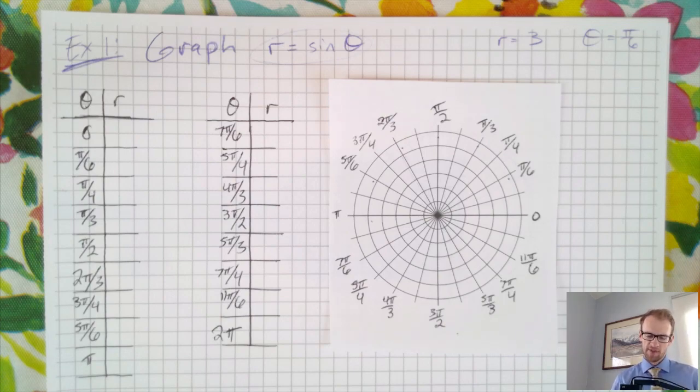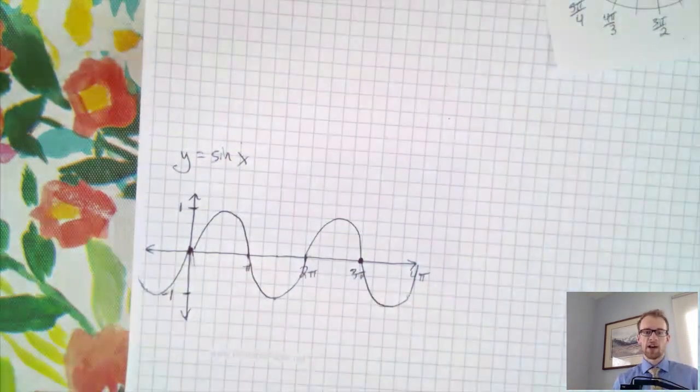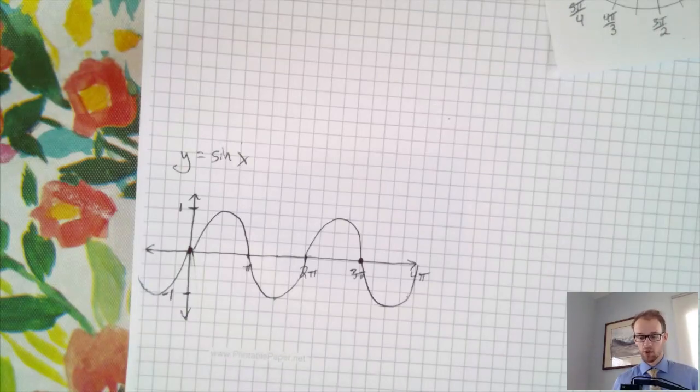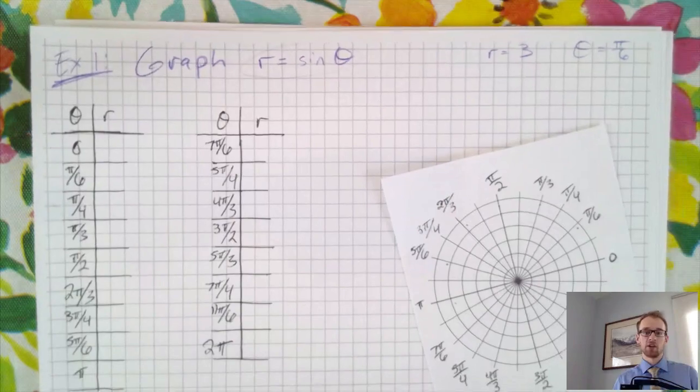So here we go. We are graphing this equation, r equals sine theta. We're not just graphing it like we used to graph y equals sine x, the good old rectangular coordinates. That's what it looks like in rectangular coordinates. But what does it look like if we graph it on a polar grid? r equals sine theta.